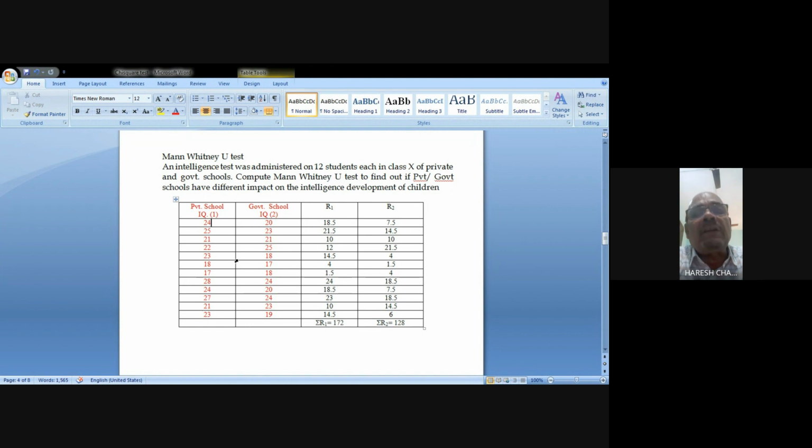And the non-parametric statistic available is the Mann-Whitney U-test. Now, what to do about the Mann-Whitney U-test?